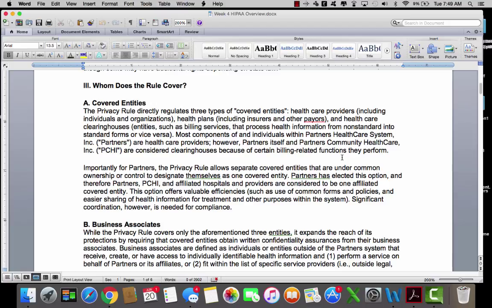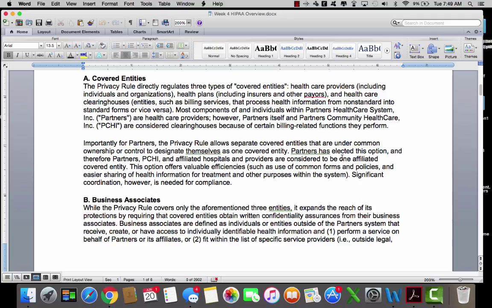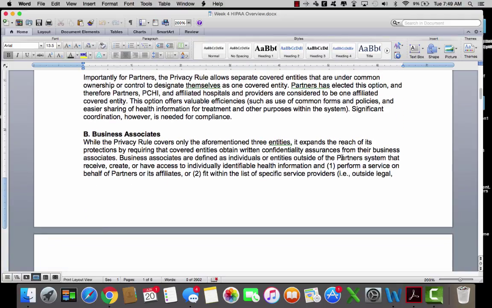So it's very important that you examine yourself and make sure whether you're a covered entity or not. There are what are called business associates. So even if you're not a covered entity, you may be a business associate of a covered entity.